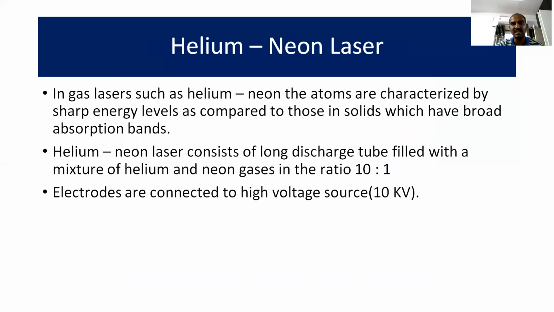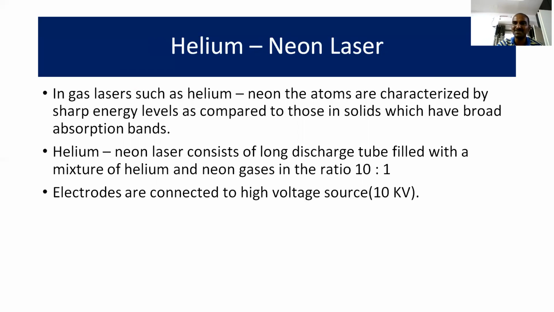In gas lasers such as helium neon, the atoms are characterized by sharp energy levels when compared to the atoms in solids, which have broad absorption bands. The helium neon laser consists of a long discharge tube, as already mentioned, which is filled with a mixture of helium and neon gases in the ratio 10:1.